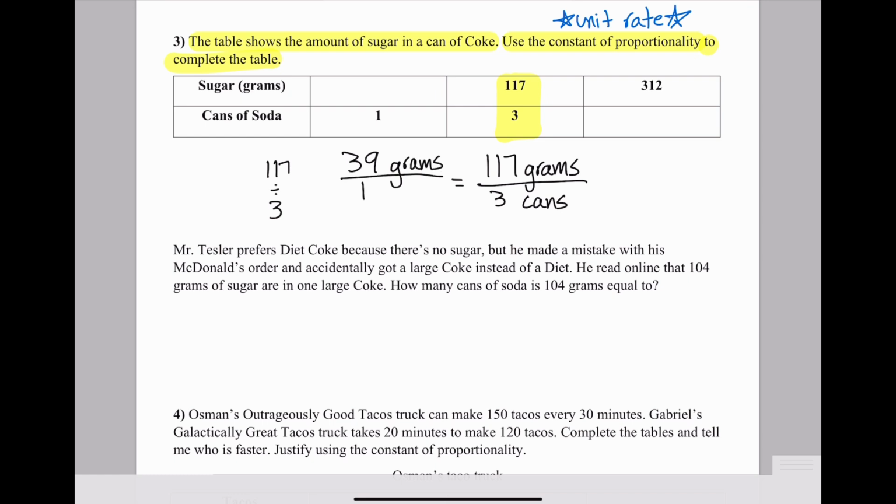So now we know how many grams of sugar is in 1 can of Coke, which is going to be 39.